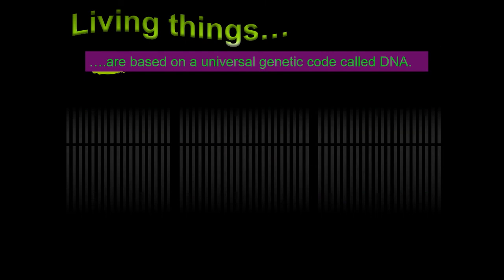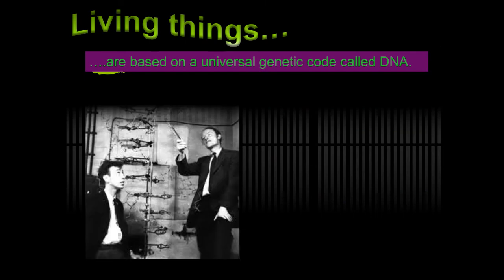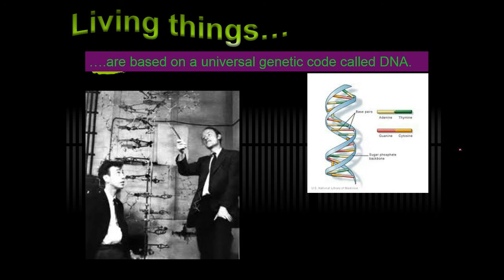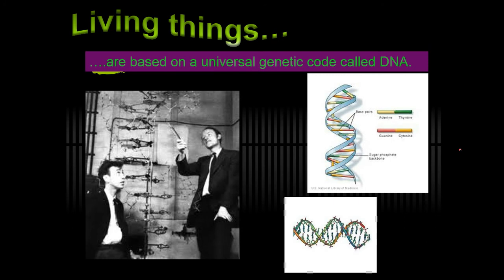A third characteristic is that living things are based on a universal genetic code called DNA. No matter what type of living thing it is, a potato, an oak tree, a human being, a cat, a dog, a snake, all of these things have their own DNA code found inside their cells.